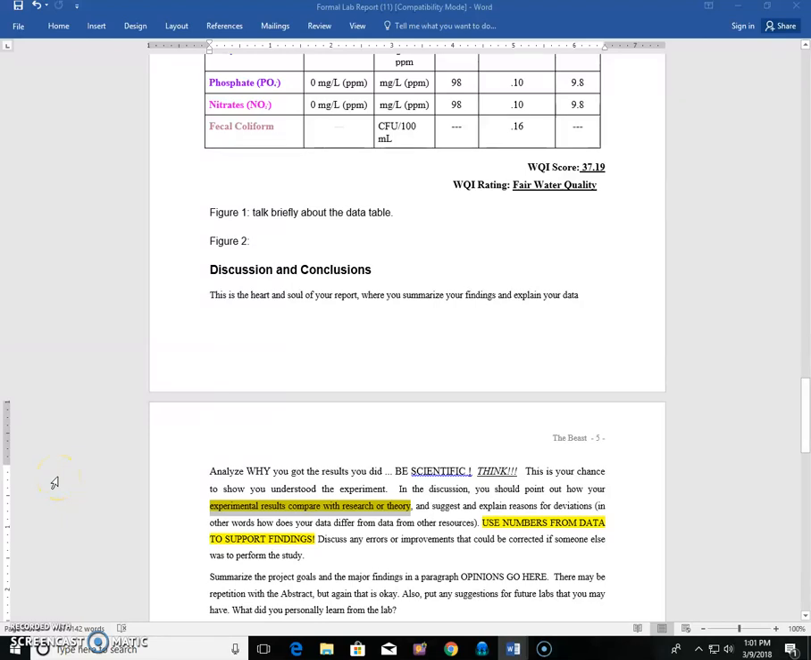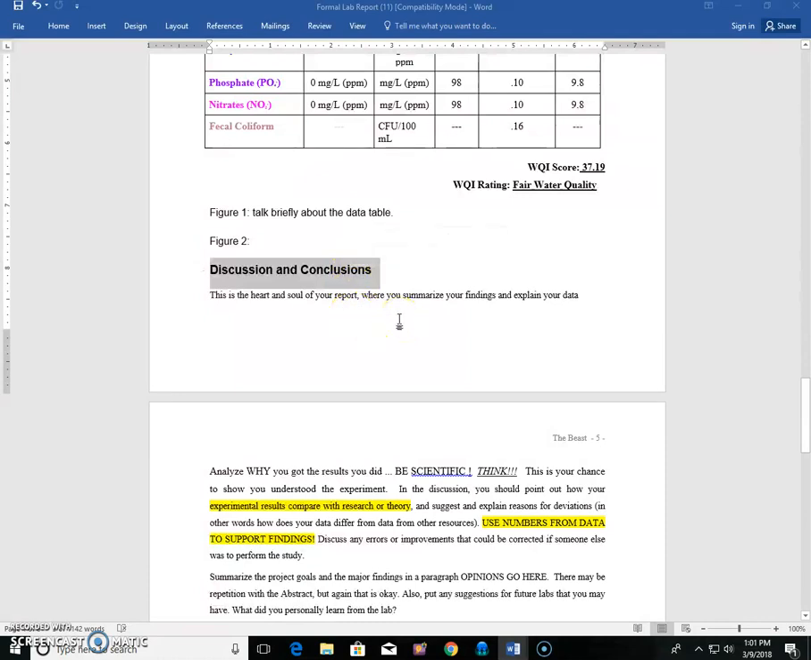Alright guys, so we're going to do part 2 of my little help session. So you're going to need to do the discussion and conclusion as well. The discussion and conclusion for this lab report is going to be lengthier than the last one. The reasoning: there are 6 tests.